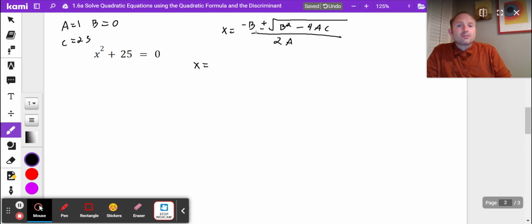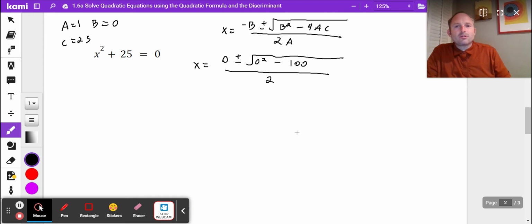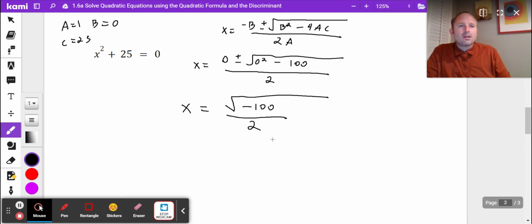I have x is equal to negative 0, plus or minus the square root of 0 squared, minus 4 times 1 times c, which is 25. So this would be 100. And I'm going to divide this by 2 times 1, so 2. So if I simplified this, I'd get the square root of negative 100 over 2.